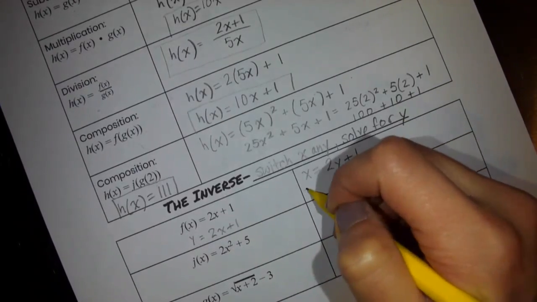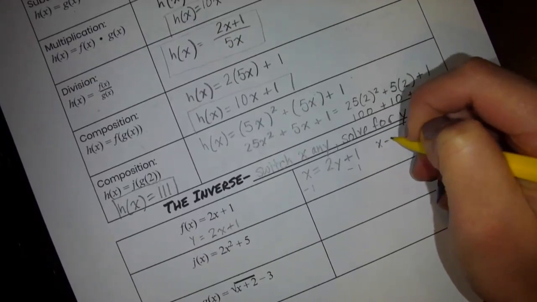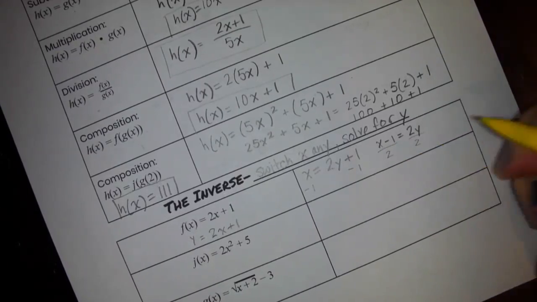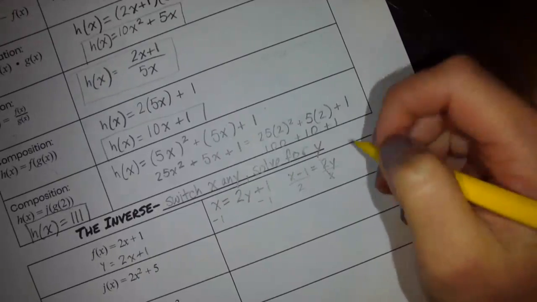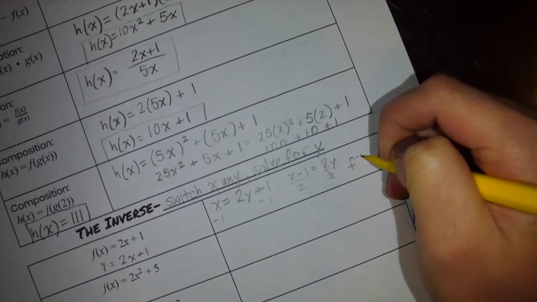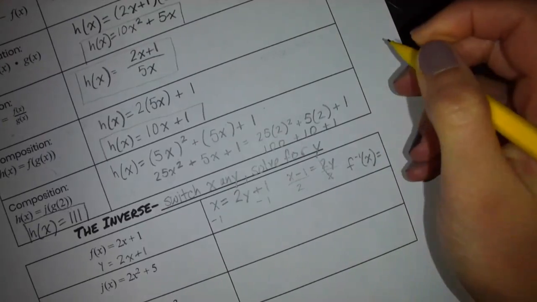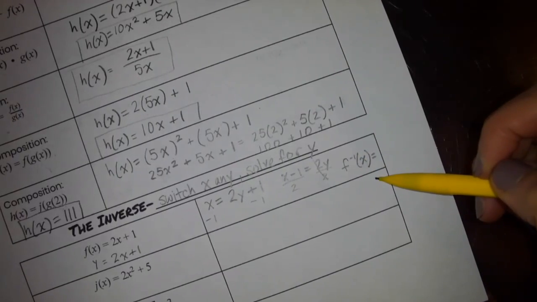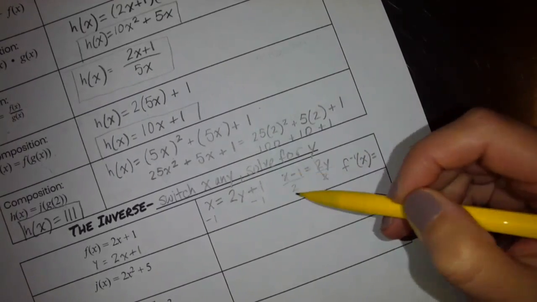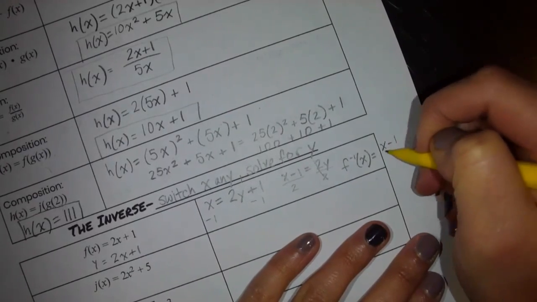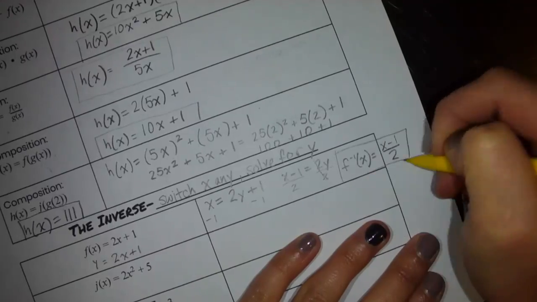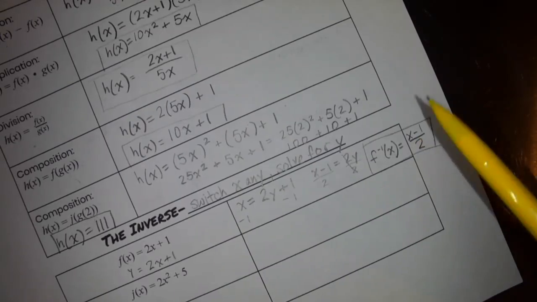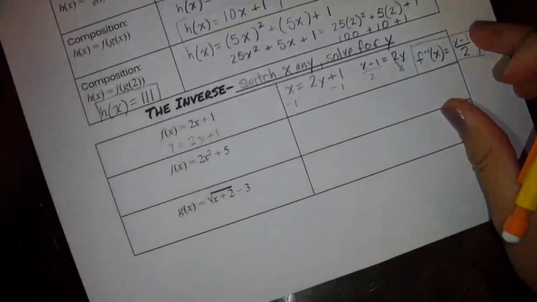So I'm going to subtract 1. So I'll have x minus 1 equals 2y, and then divide by 2. So now when I write the answer, the inverse is f of negative 1 of x. So this just means f inverse of x. Okay, and then I just put this in for my answers, x minus 1 over 2. So the inverse of 2x plus 1 would be x minus 1 divided by 2. So let's look at another one.